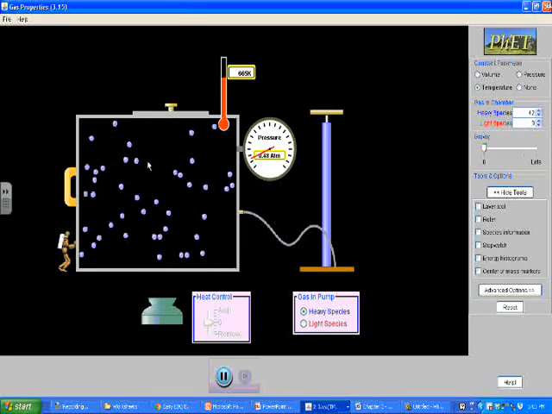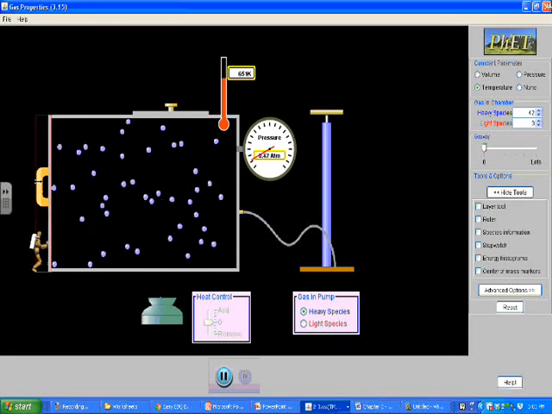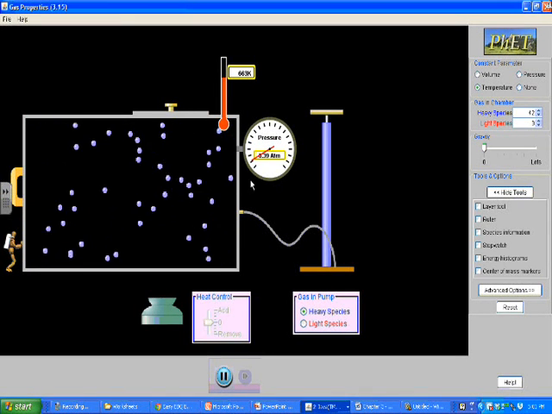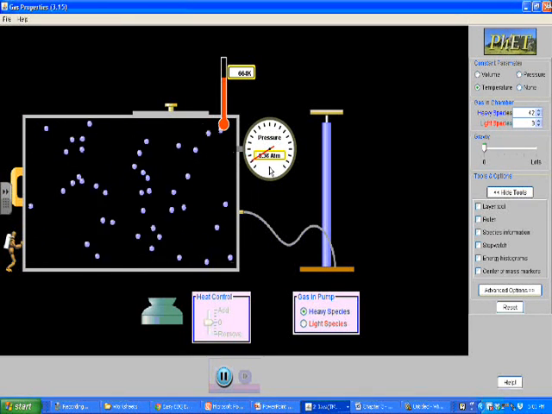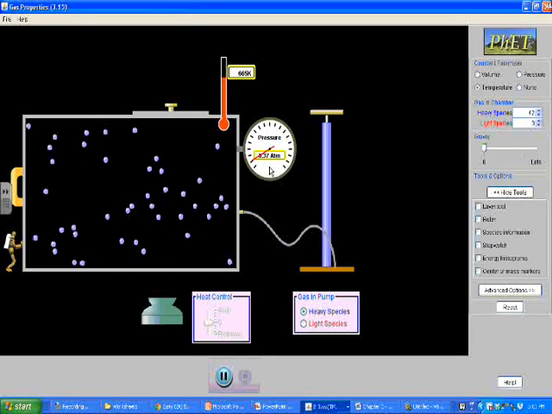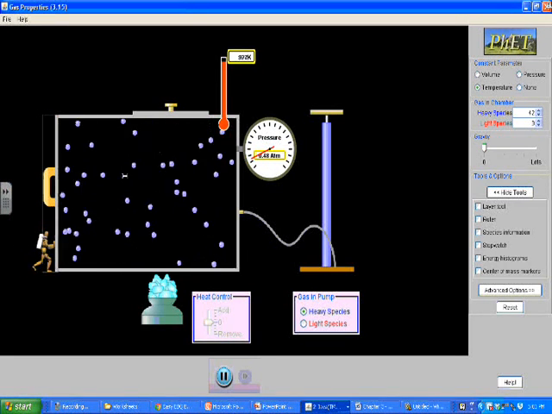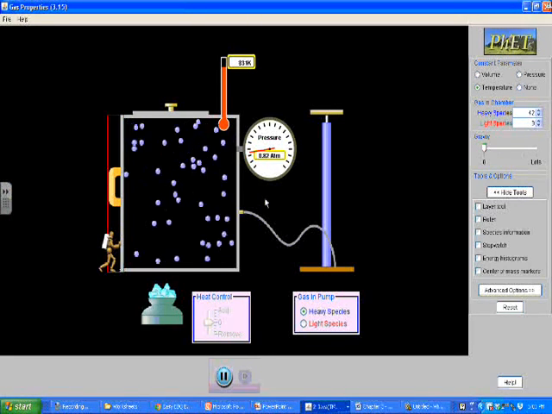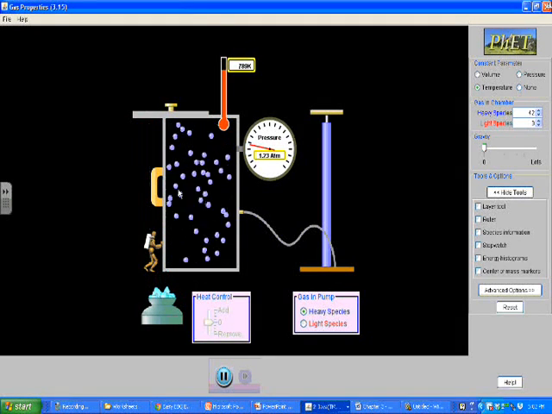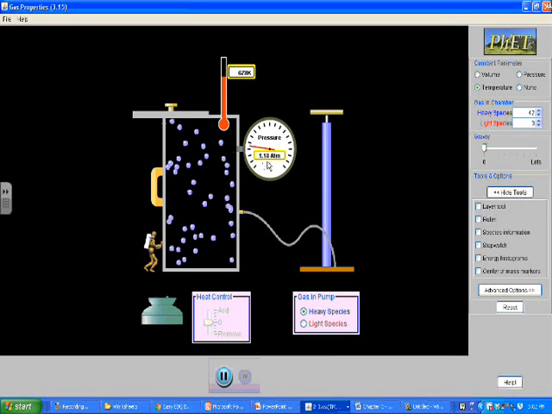Now, let's say I increase the volume and make the volume of this container bigger. As I increase the volume, you see the pressure has decreased. So for Boyle's law, as I increase volume, pressure decreases. Let's decrease the volume of the container. If I decrease the volume of the container, see how the pressure has increased?